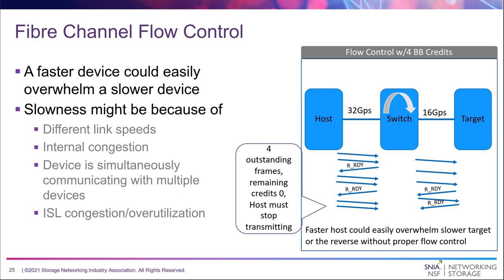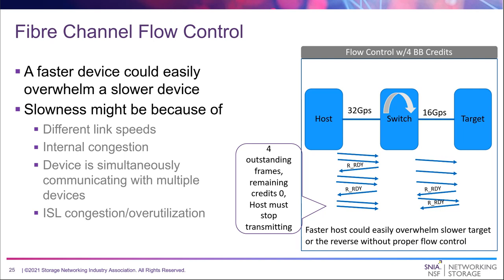It could be because of internal congestion. There could be some problem either on the target or the host side where it's not able to receive frames very quickly. It also could be that, this is a very simple example with one host and one target, but typically a host might be zoned with eight targets. And sometimes all eight targets might be transmitting to that same host at the same time.